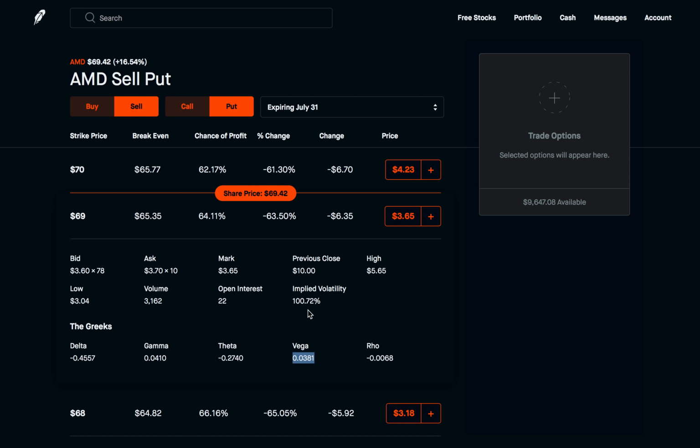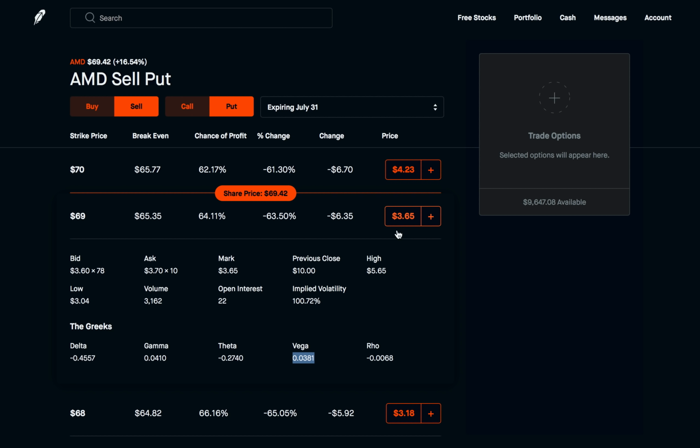Okay, so implied volatility here, let's say it's 101%. Let's just round it off to the nearest whole number. So let's say it goes up by 1%, to 102% all of a sudden. The price of this contract is going to increase by 0.0381, right? So this would now be 3.69 almost, right? And then the opposite is true. If this goes down by 1%, so if it goes from 101 to 100, this is going to go down by this much. So it's going to be 3.61 almost, right?